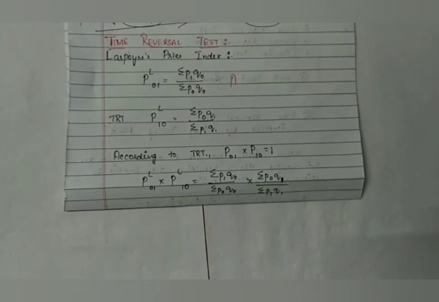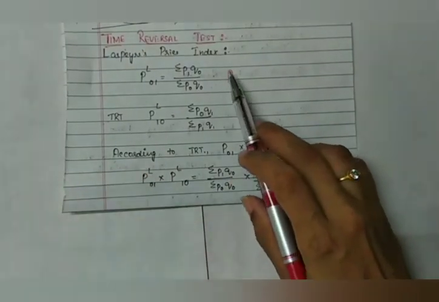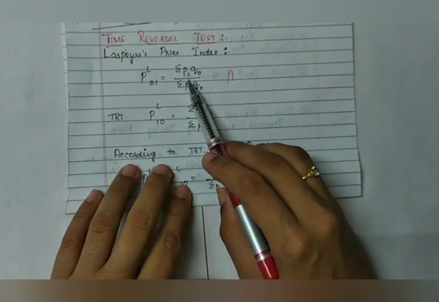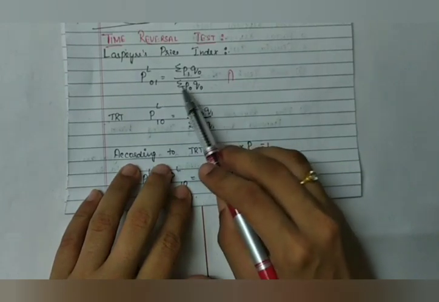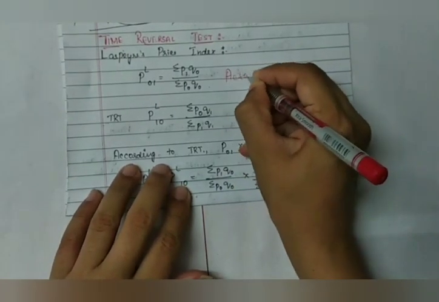So this time reversal test, as we already studied, is not satisfied with Laspeyres, Paasche and Dorbish-Bowley index number formulas, isn't it? So let's see why it doesn't work. Okay, so first one, Laspeyres price index number. So PL01 is equal to summation P1 Q0 divided by summation P0 Q0. This is our actual formula.